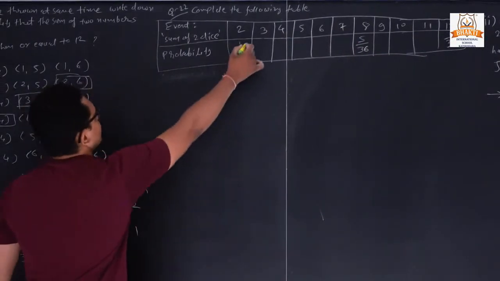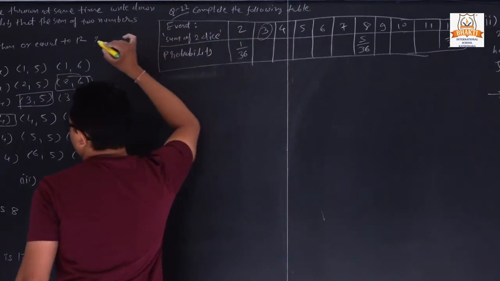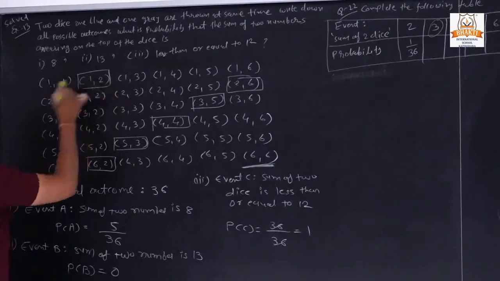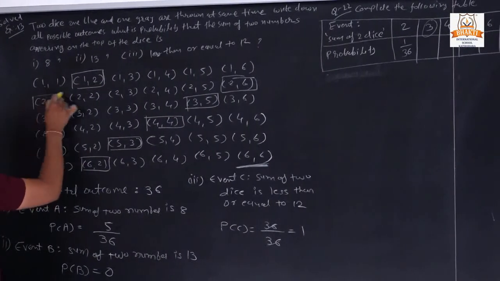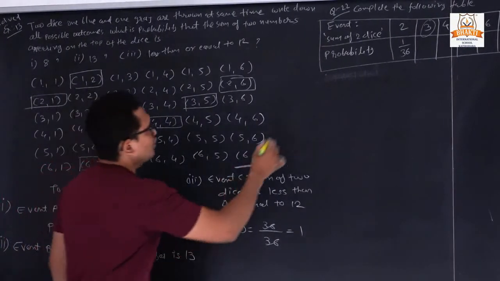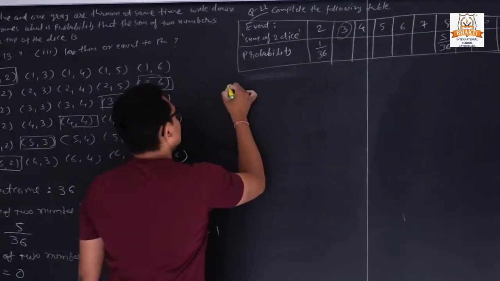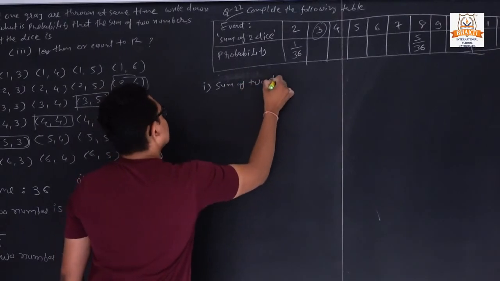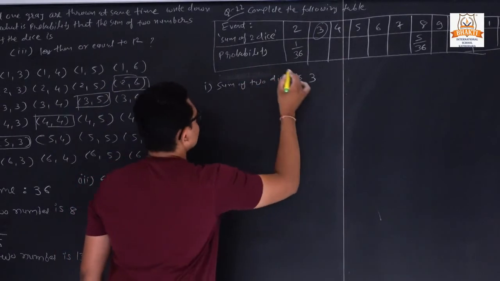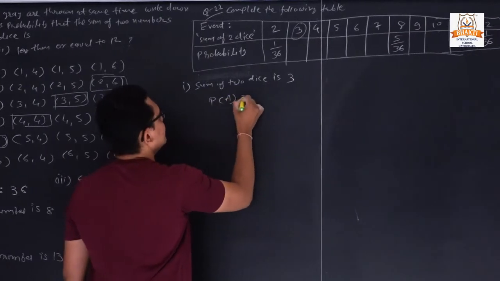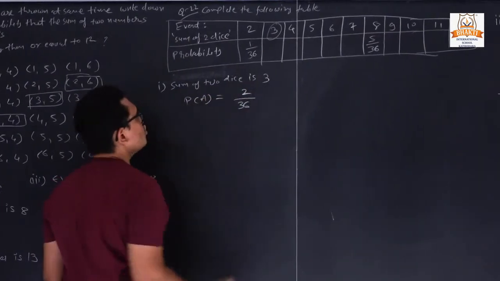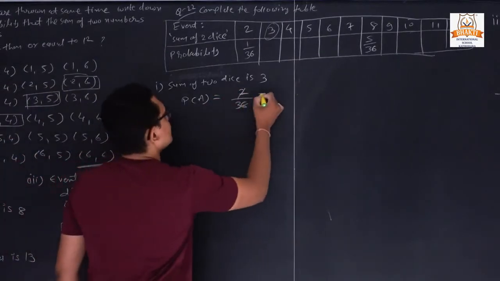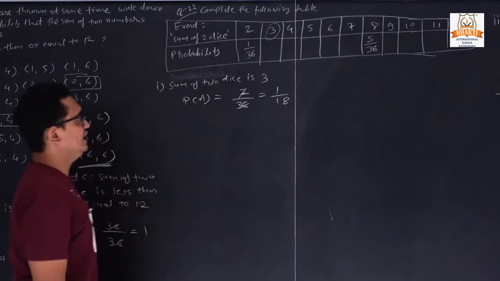So first we can find for 3. How many events whose sum is 3? See that 2 plus 1 is 3, 1 plus 2 is 3. So we have only 2 events. So we can write down first, the sum of two dice is 3. So what is its probability? Out of 36, 2 events are those whose sum is 3. So here it is 1 upon 18.